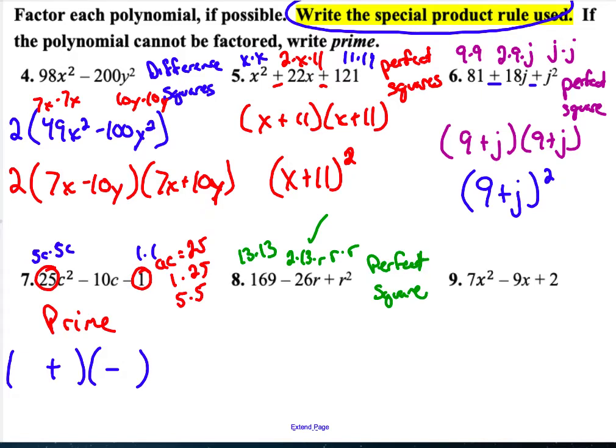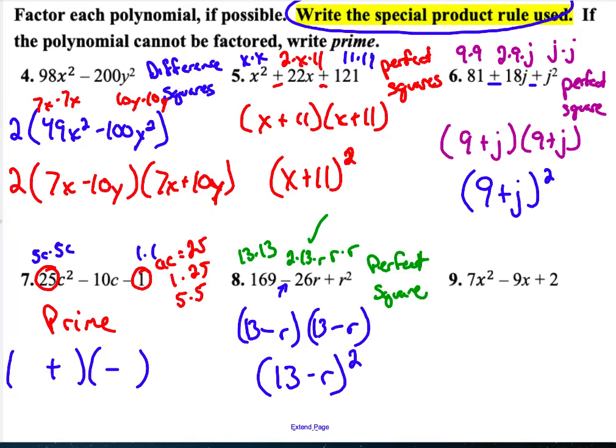Okay. So I can break it out. Since I have a minus in the middle, I know this was a minus, minus. And I have 13 minus r and 13 minus r. Remember, if it fits that perfect square pattern, we know it's the same binomial twice, which is really 13 minus r squared.